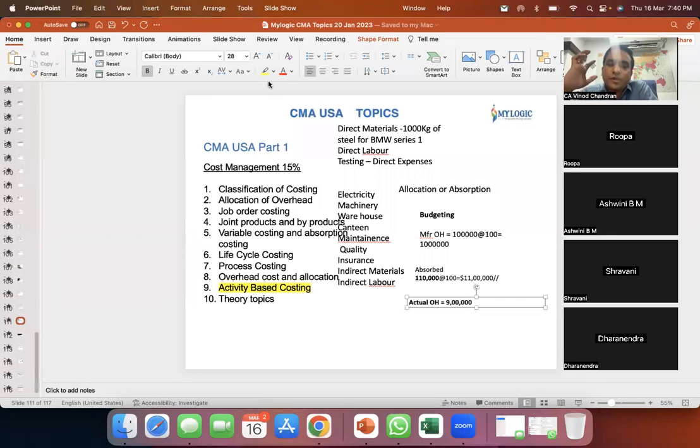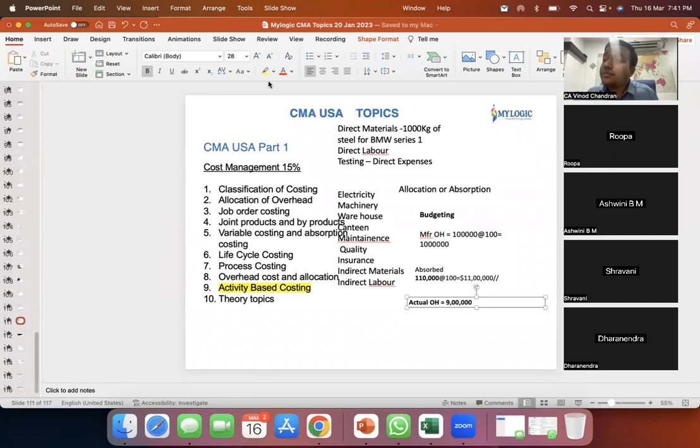What is the reason? When we look at overheads, we realize that the volume is so large that at a given point of time it is not practically possible to identify. So we depend on the budget. The budget was 1 lakh at the rate of 100, 10 lakhs. Actual quantity is, let's say, 1,10,000 at this moment. I will apply the predetermined rate, 1,10,000 into 100. So I get 11 lakhs, which is my absorbed amount.